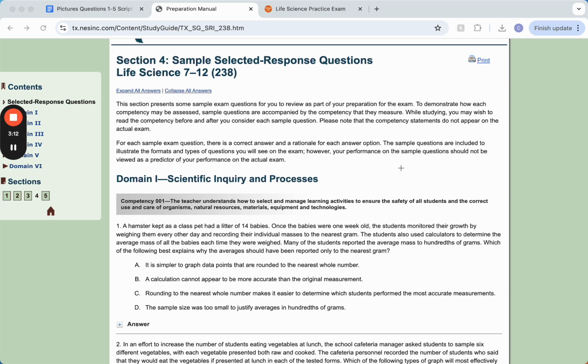So the answer choice of B here says a calculation cannot appear to be more accurate than the original measurement. So this is the correct answer. A calculation cannot appear to be more accurate than the original measurement. This means we would have to be consistent when using numbers, as I said in the explanation of why D was incorrect. And how we do that is through significant figures.